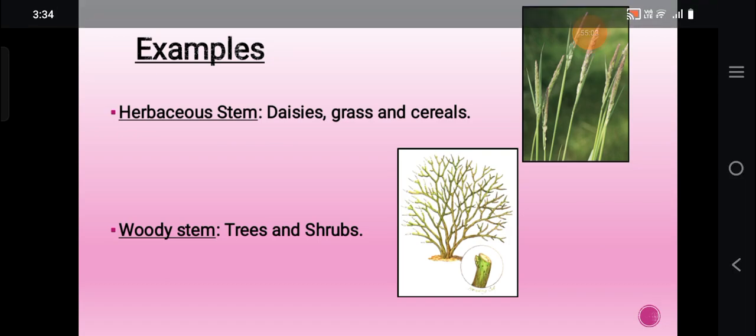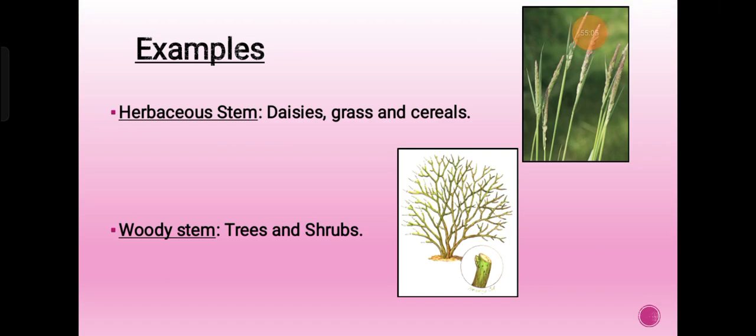Then lastly we have the examples of herbaceous stems and woody stems. Herbaceous stems like daisies, grass and cereals are all examples of herbaceous stems. I hope you understand the examples. Woody stems like trees and shrubs are all examples of woody stems. So in the image you can see the herbaceous stems as well as the woody stems.